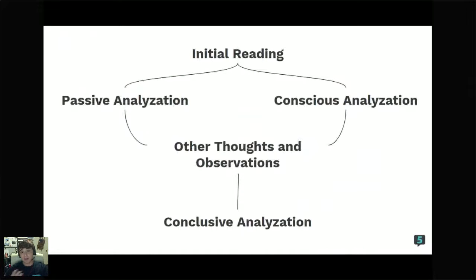So let's say you read a paragraph and it says initial reading, and then it goes to passive analyzation, and then conscious analyzation. And then there's other thoughts and observations and conclusive analyzation.